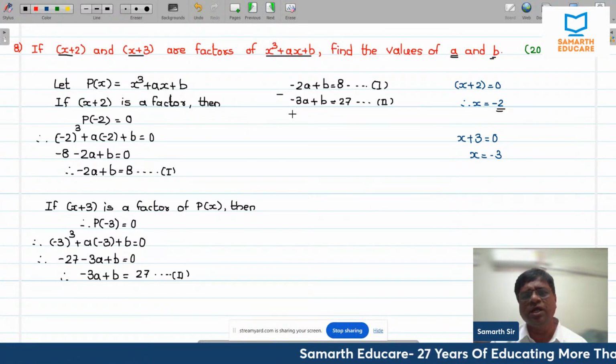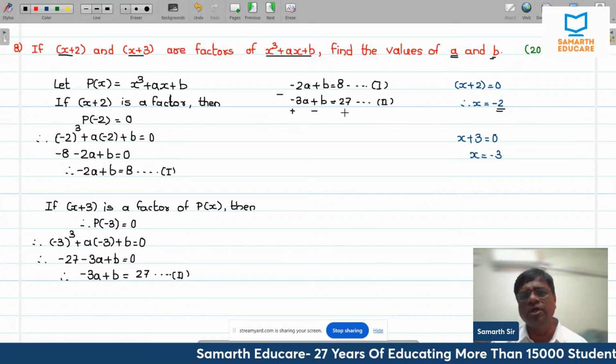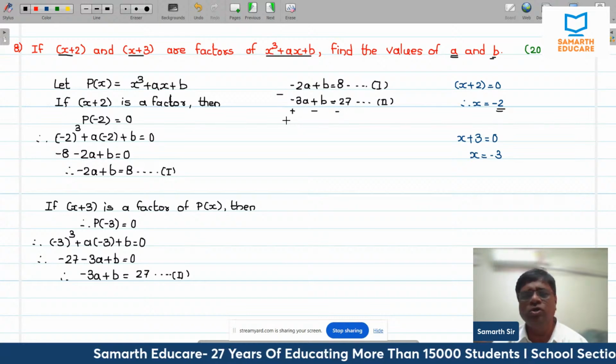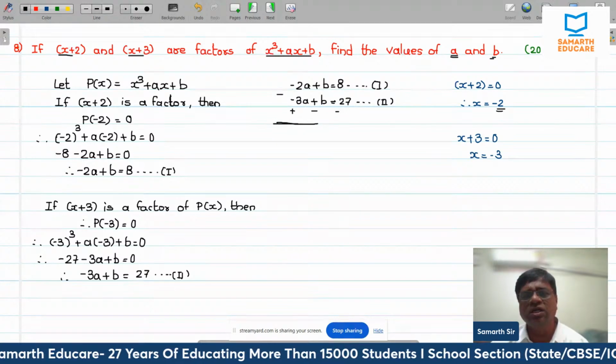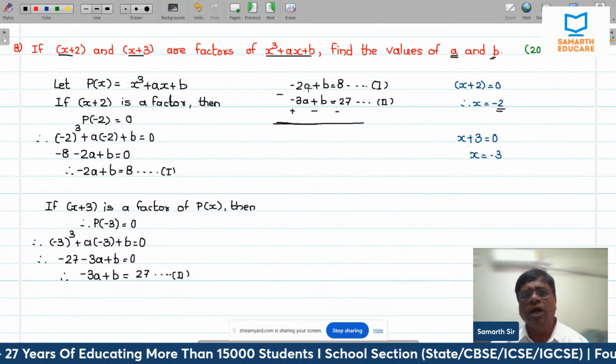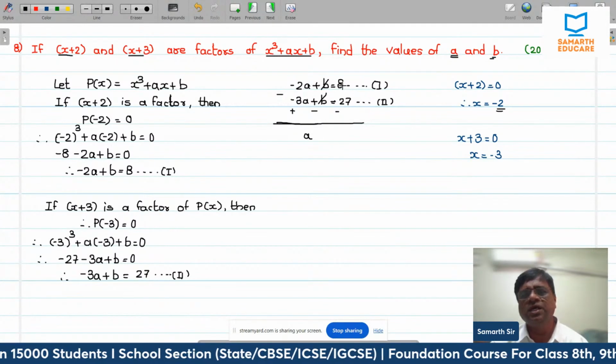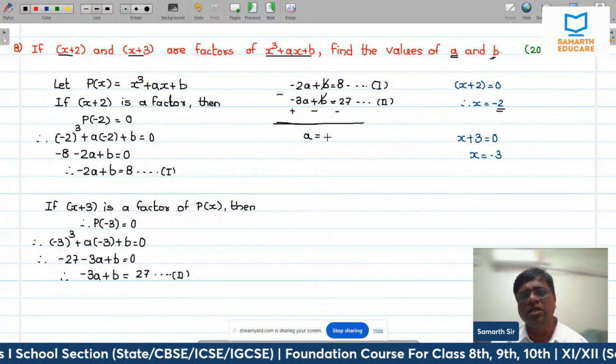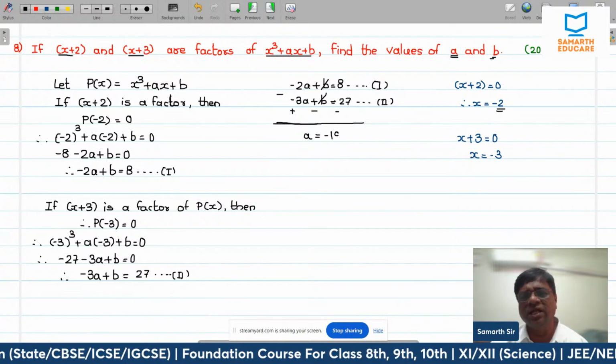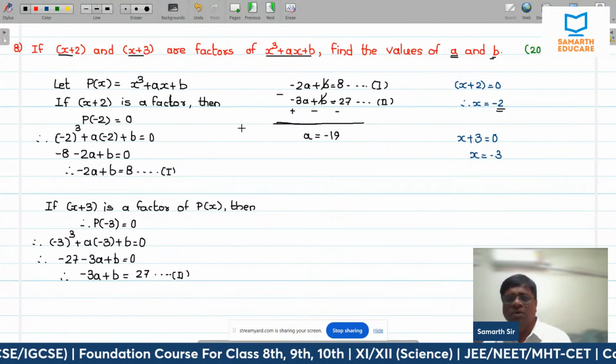Now I subtract these two equations. यहाँ पे जब subtract करते हैं दो equations को, तो sign change कर लेते हैं वो अपनी. Then minus 2a plus 3a is a, b and minus b gets cancelled, and 8 and minus 27 is minus 19. So I have the value of a as minus 19.